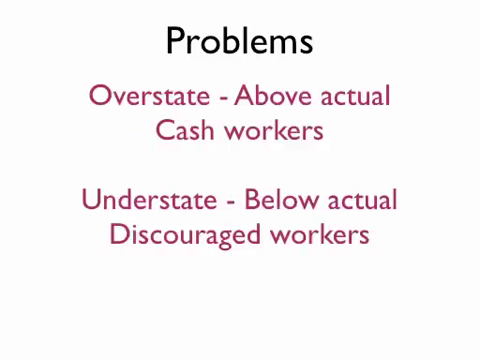The problems with calculating the unemployment: we can overstate the unemployment when we don't count those who are working but are working for cash, so they don't show up as employed. We can also understate the unemployment because the discouraged workers actually are no longer in the labor pool, so our unemployment rate might be understated due to this situation.